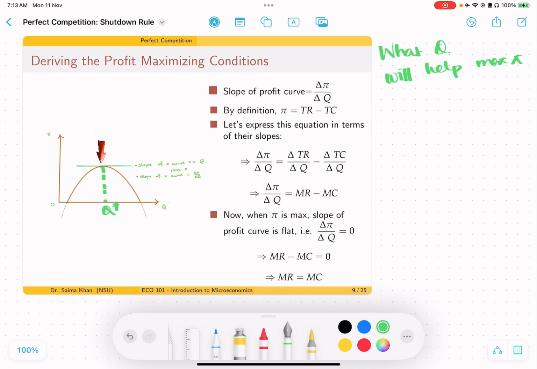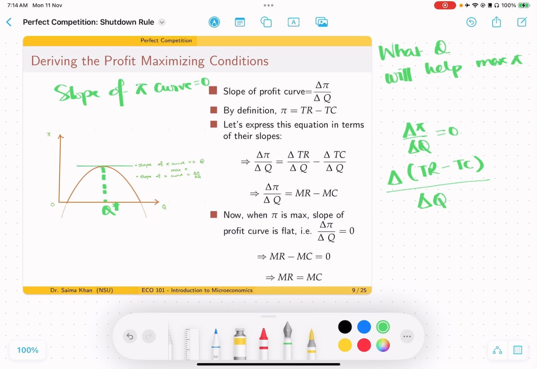When there's maximum profit, the slope of the profit curve is actually 0. So I can write it as change in pi by change in Q is equal to 0. Now, the profit is actually total revenue minus total cost. So let me expand that, right? Then I can write this as change in TR by change in Q minus change in TC by change in Q is equal to 0.